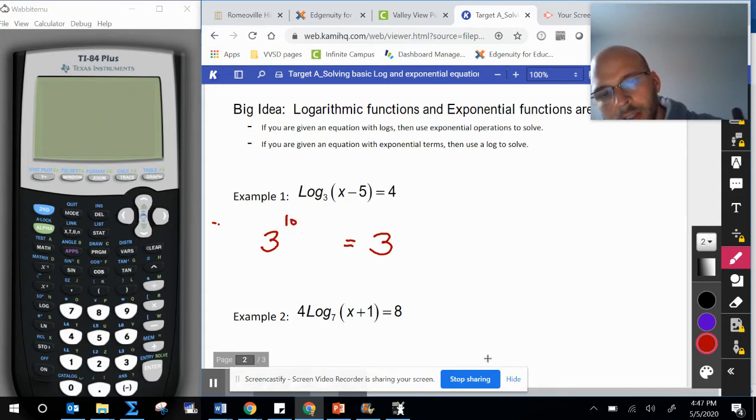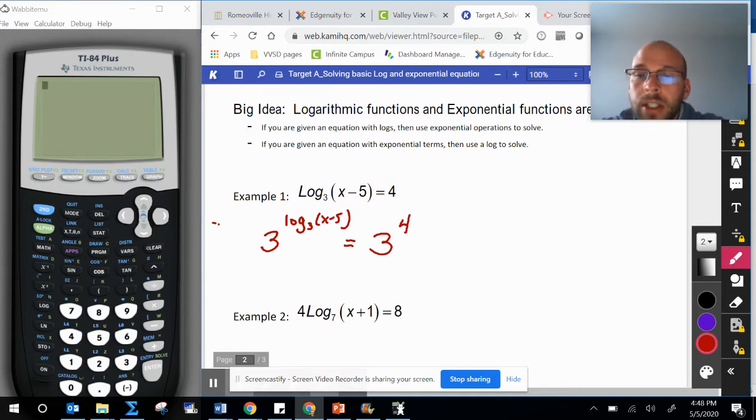Now, I'm going to say 3 to the log base 3 of x minus 5. So 3 to the left-hand side of my equation. Hang on. My computer's a little frozen. All right. Let's see if we can get this working again. Sorry about that. Okay. And then it would be 3 to the 4th. So if you notice, the left-hand side of my equation is now the exponent on the left side, and the right-hand side of the original equation is the exponent on the right side.